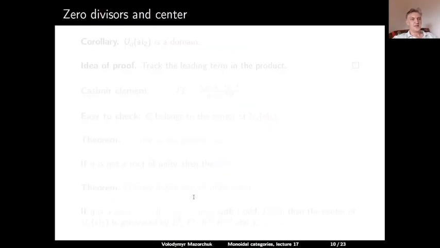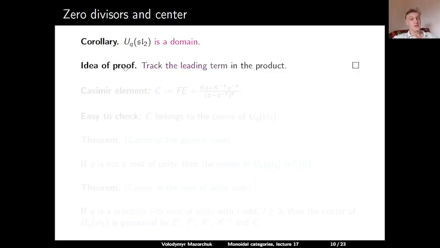Next, let us briefly discuss zero divisors and the center, without many proofs. From the PBW theorem, it is not very difficult to deduce that the quantum algebra U_q sl2 is actually a domain. It does not have zero divisors. And the idea of the proof is one should take two elements, multiply them, and track the leading term. The leading term we can now define using our standard monomials given by the Poincare-Birkhoff-Witt theorem.